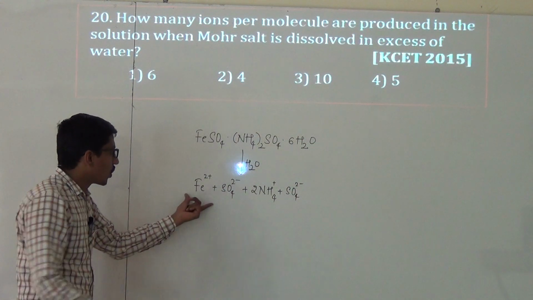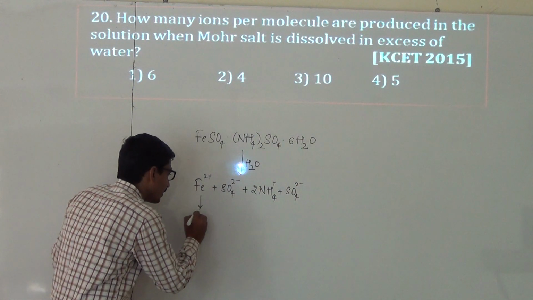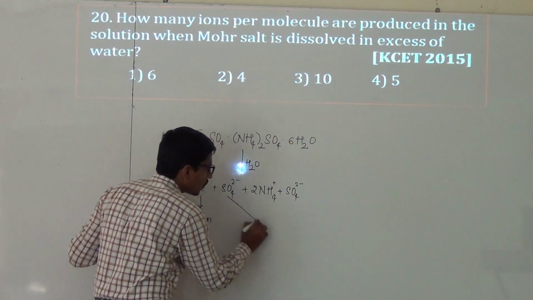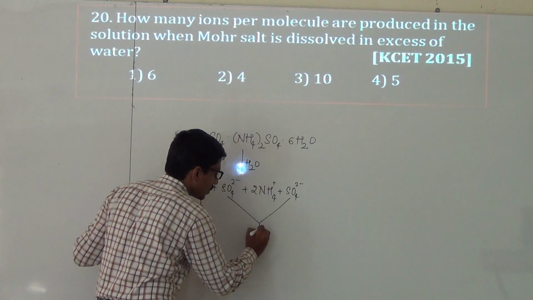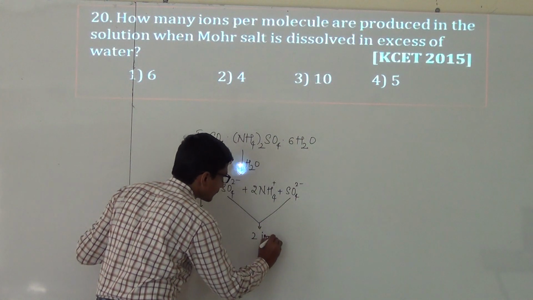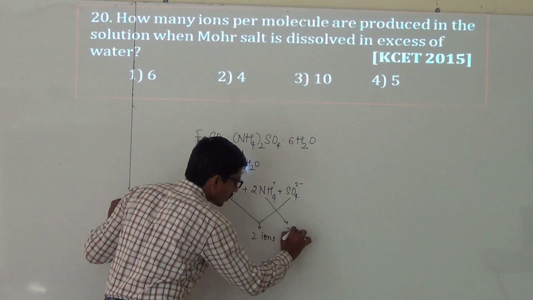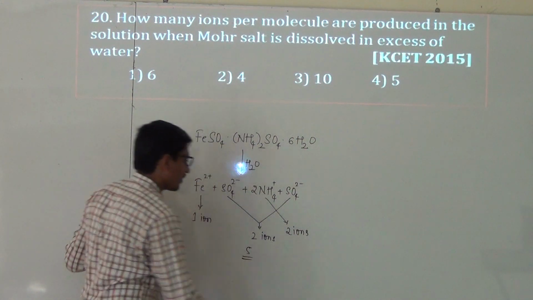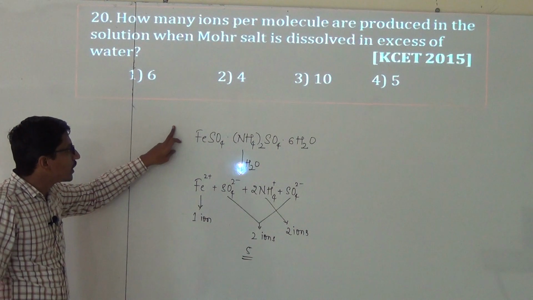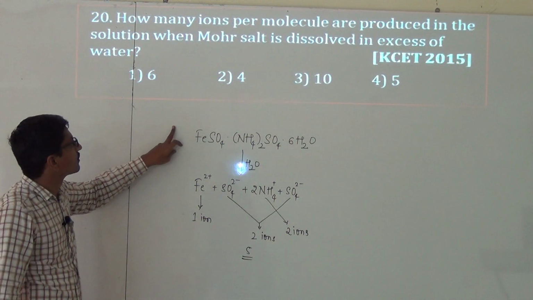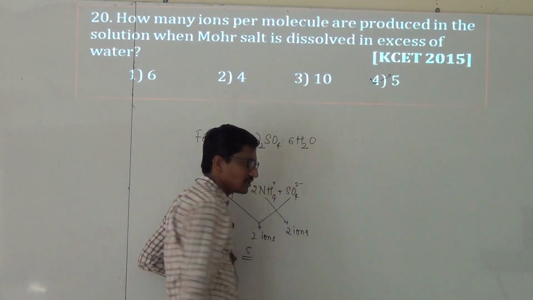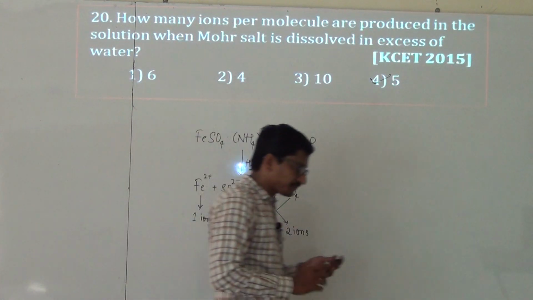These are the ions. That is, Fe2 plus 1 ion, SO4 2 minus 2 ions, and NH4 plus 2 ions. Total number of ions is 5. When Mohr's salt is dissolved in excess of water, the total number of ions produced is 5. The fourth option is the correct one.